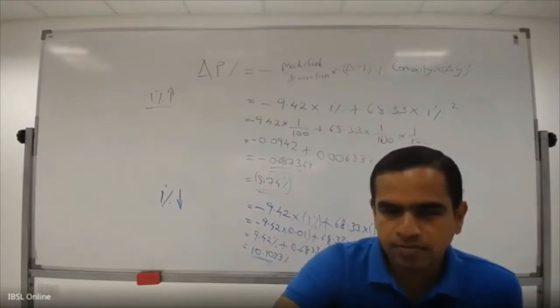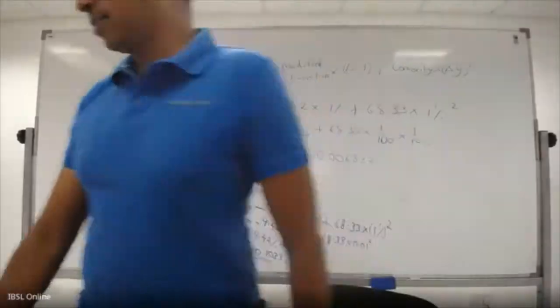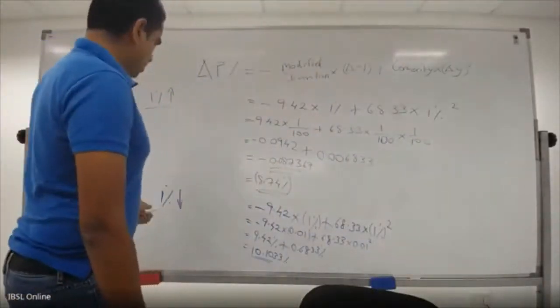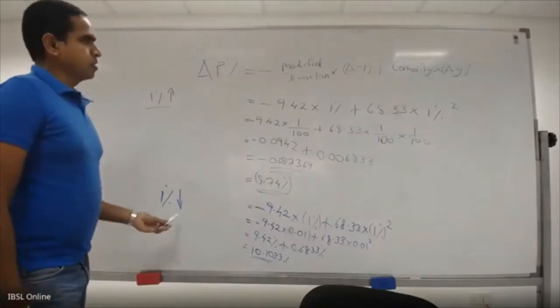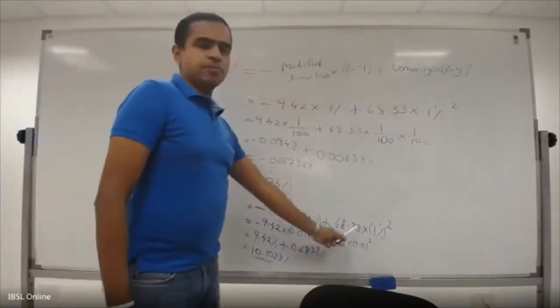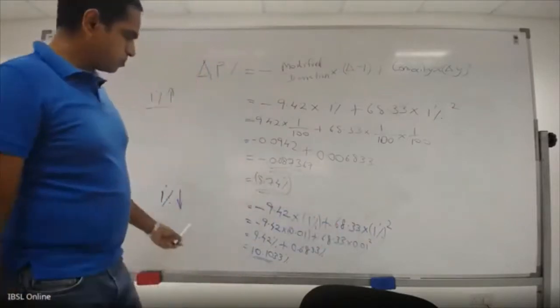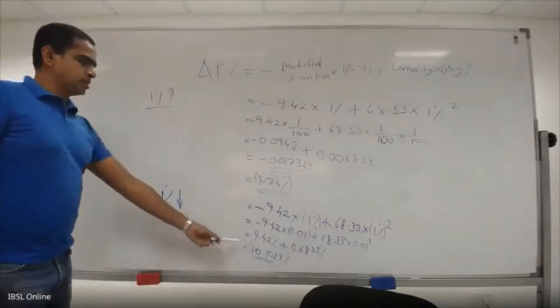So is that clear? Any questions? In the second example, when interest rates go down, you have a positive duration effect, and the convexity effect is anyway always positive. So overall, you will see the price gaining by about 10%.